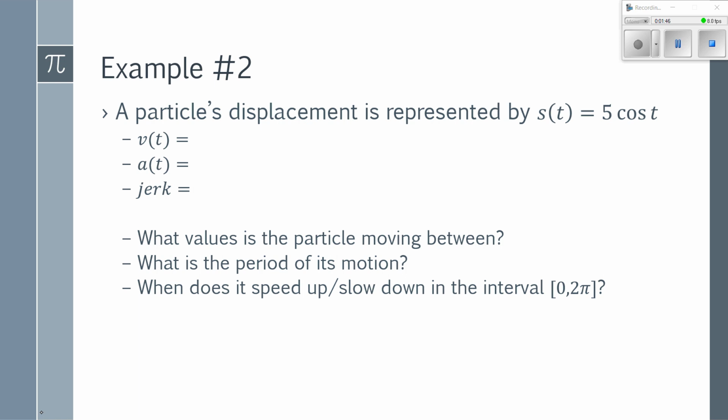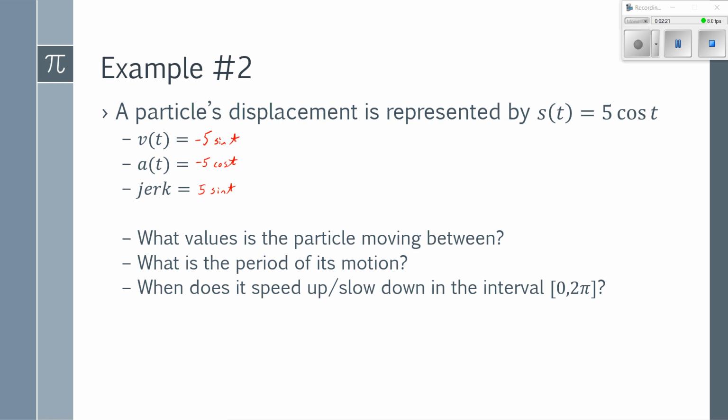So velocity is the derivative of displacement, so that would be -5 sine of t. Acceleration is the derivative of that, which would be -5 cosine of t. And jerk is the derivative of that, which would be 5 sine of t. And actually, if you notice, if I go one further, I get back to where I started, and the derivative of jerk would be 5 cosine of t. I'm sure there's a name for the derivative of jerk. I just don't know it. But mathematically, I end up back at displacement, even though it wouldn't actually be displacement.